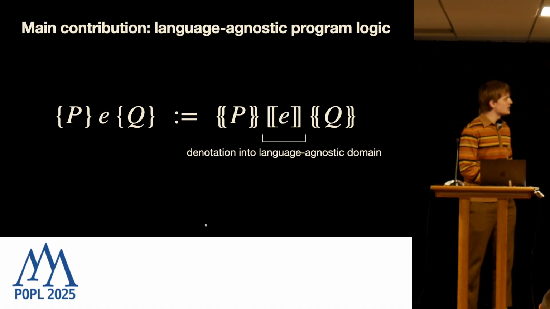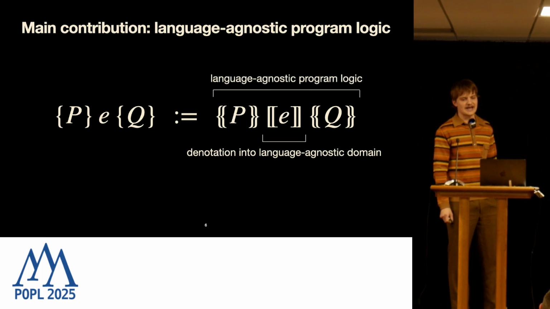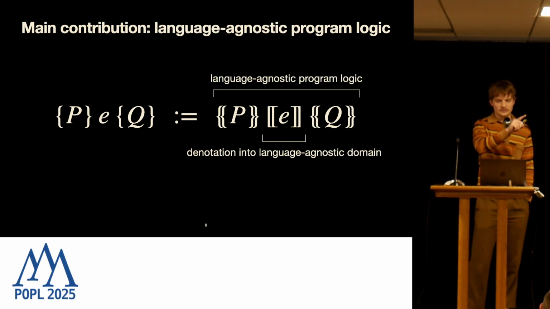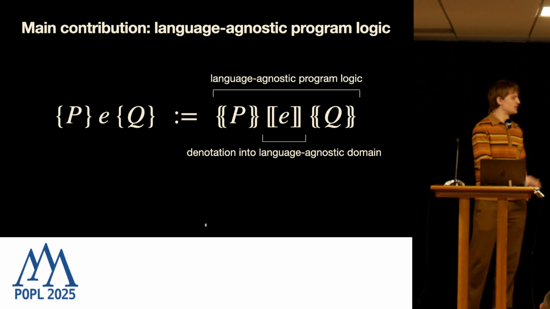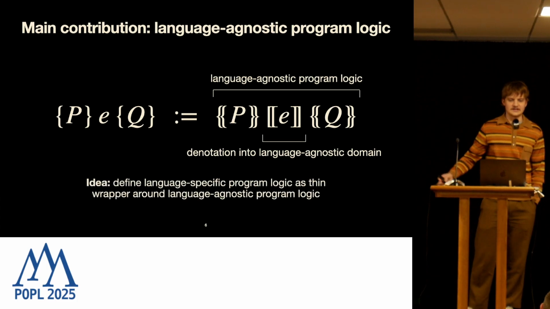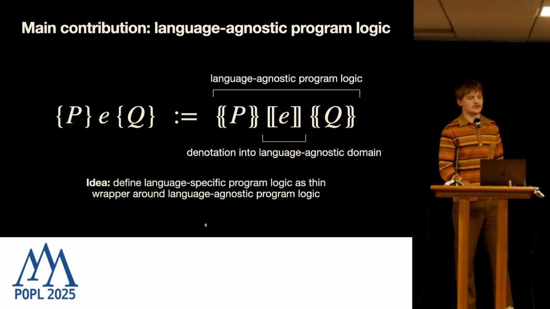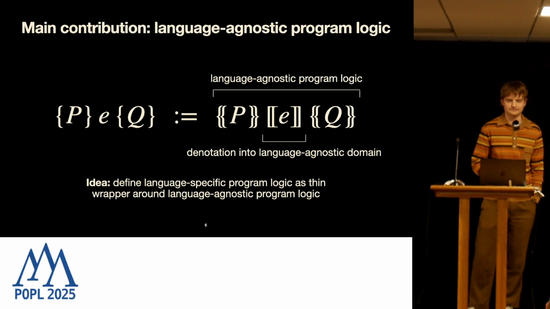Once we have done so, we take the Hoare triple of that denotation with respect to a language-agnostic program logic. To distinguish between the language-specific program logic and a language-agnostic program logic, we use these double curly braces. So that is the idea. We define a language-specific program logic as a thin wrapper around a language-agnostic program logic.